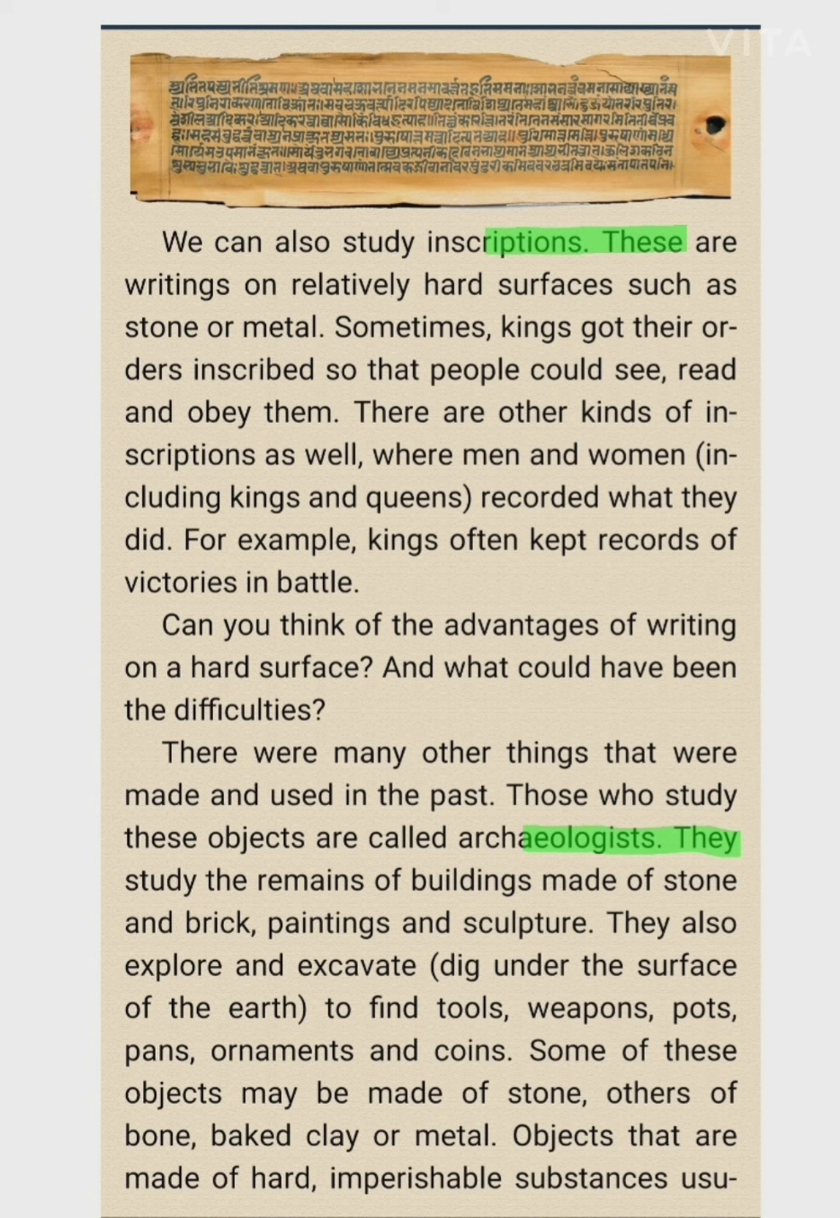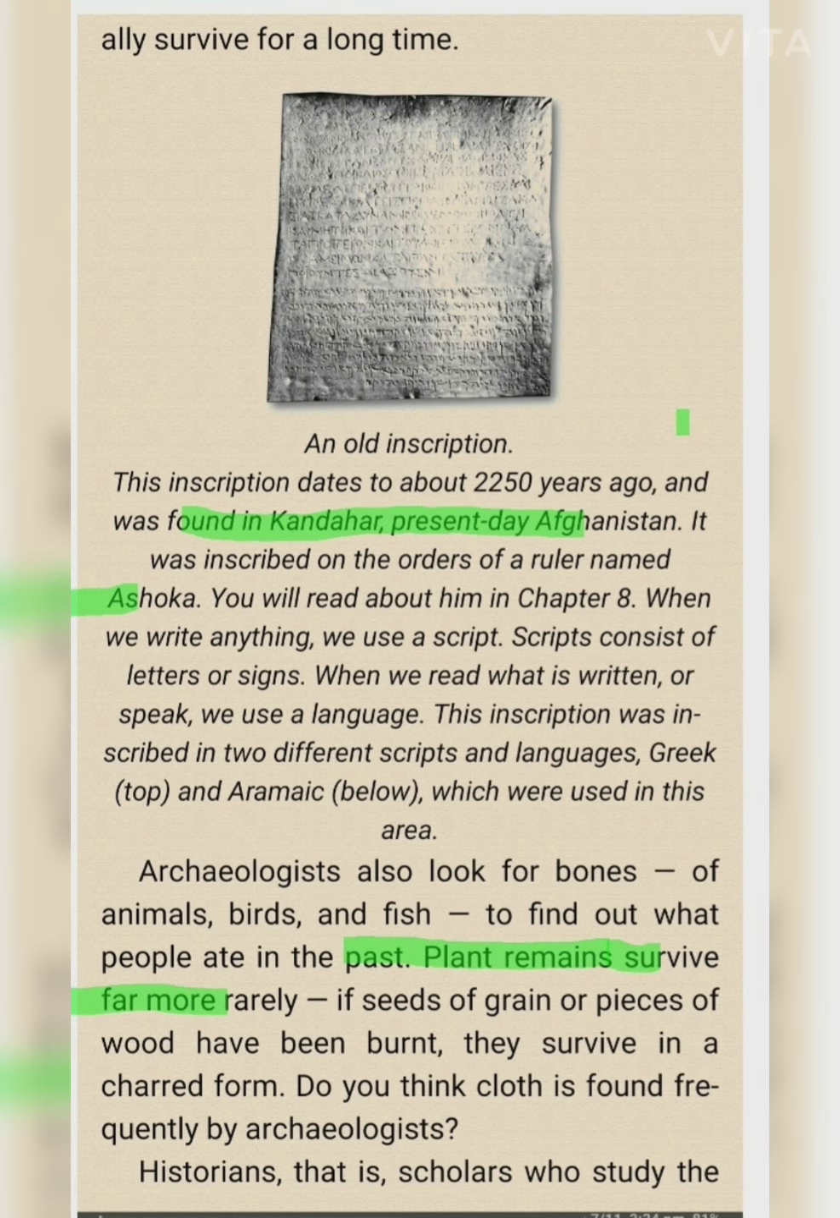Objects that are made of hard, imperishable substances usually survive for a long time. So the objects made from hard and imperishable substances usually survived for a long time. They were sustainable for a long time. They did not get destroyed.